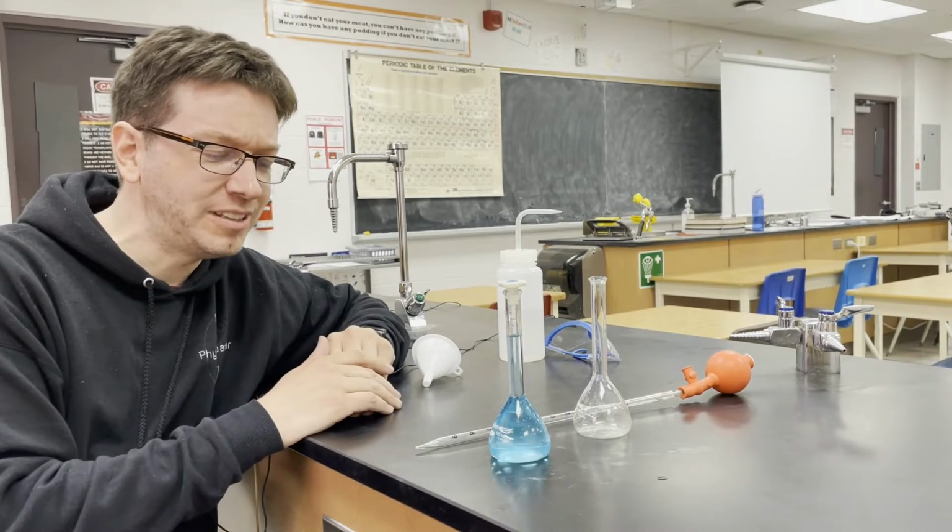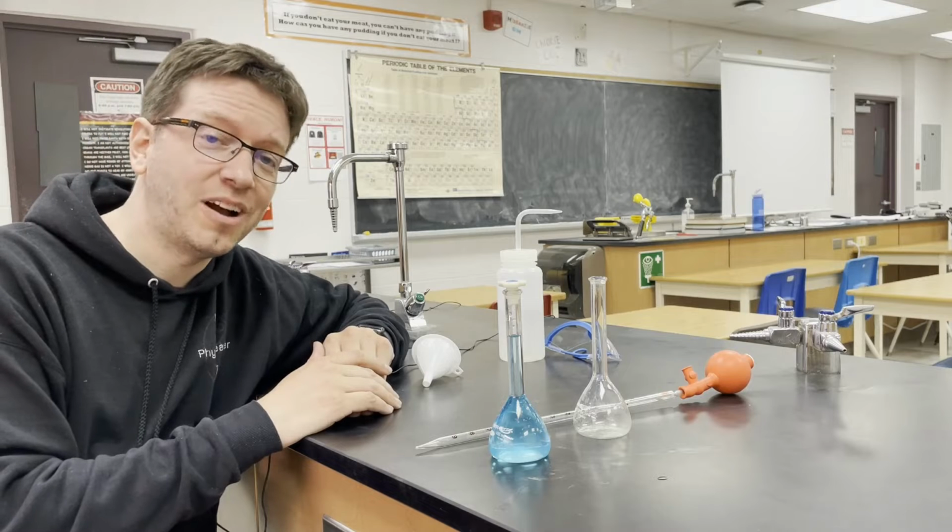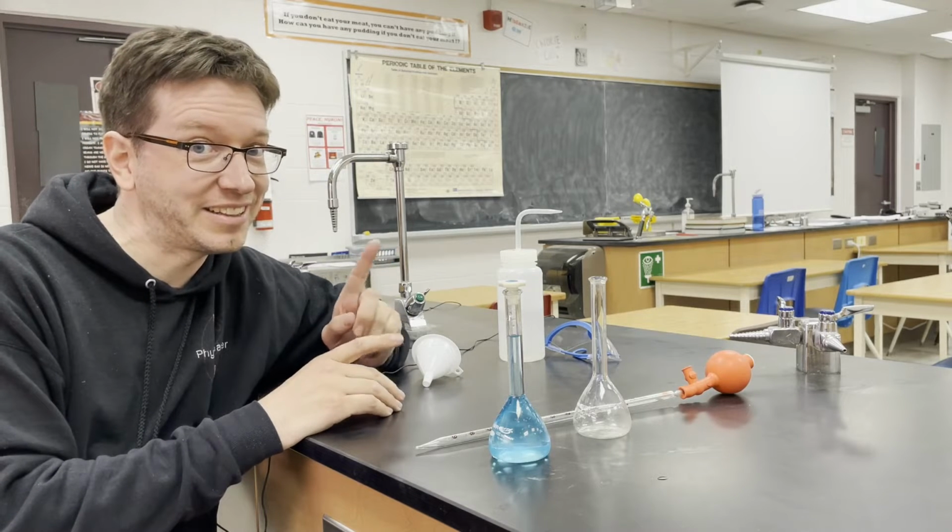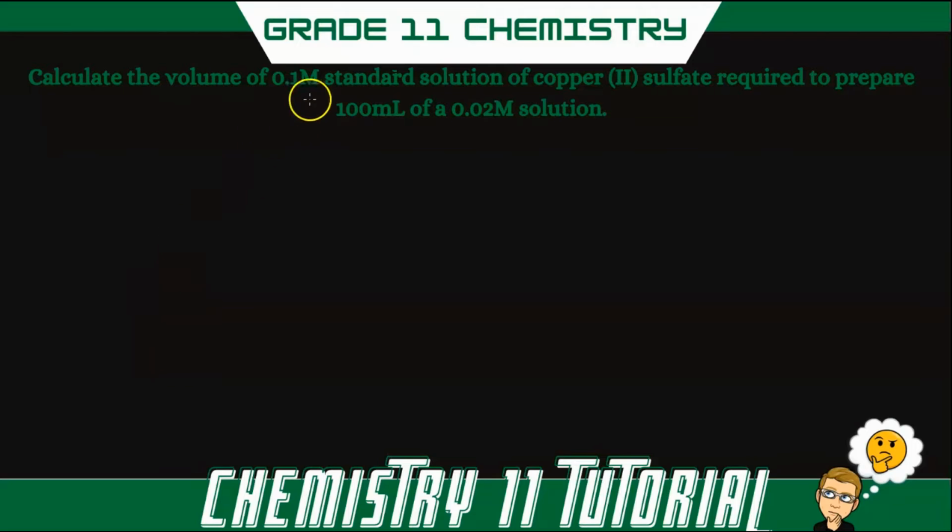All right, to dilute this solution, we're going to first need to do a few calculations. So let's take a look at those. All right, so to figure out how much of our original solution we need to create our new solution, we're going to use the equation C1V1 equals C2V2, our solution dilution equation. And we use this because we know that the amount of solute, n, is going to stay the same.